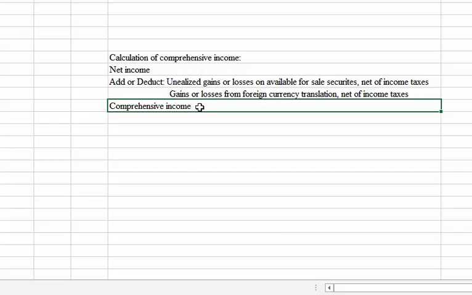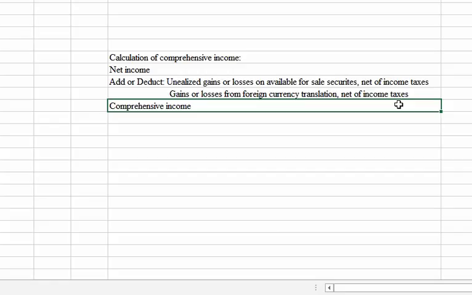The other item that's fairly common would be gains or losses from foreign currency translation. We'd also show that net of income tax, which I'm about to talk about. This would be gains or losses, it's probably fairly self-explanatory, that arise from doing business in another country and using their currency and then bringing that back into U.S. dollars and having a gain or loss result from that.